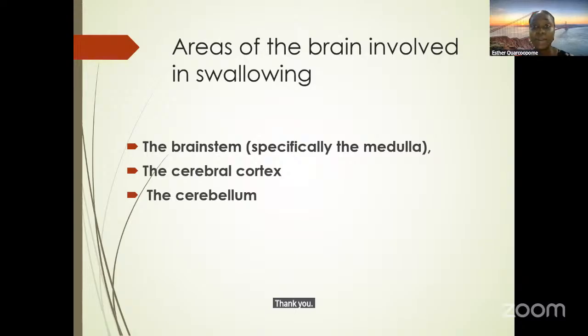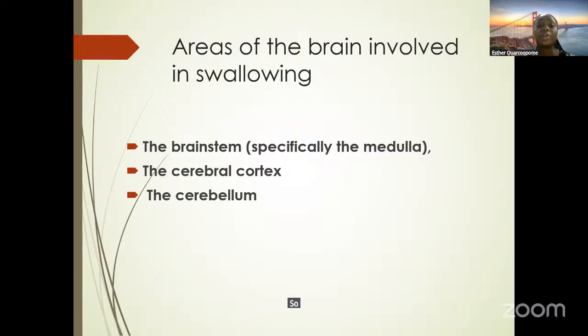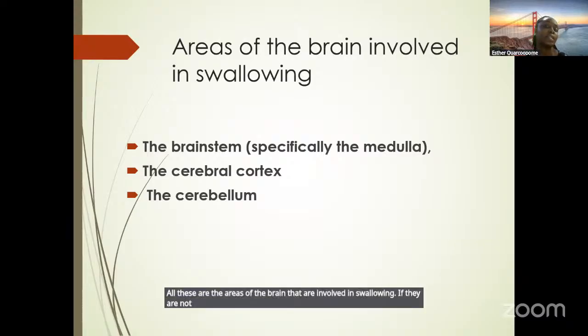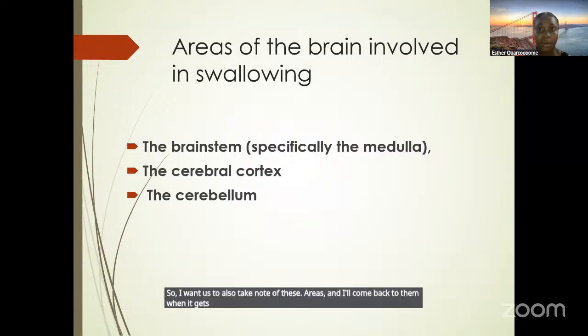So what are the areas of the brain that are also involved in swallowing? Remember, I told you the brain always gives a signal for swallowing to take place. So the brain stem is very important in swallowing, the cerebral cortex, and then the cerebellum. All these are the areas of the brain that are involved in swallowing. If they are not functioning, then something is happening. So I want us to also take note of these areas, and I'll come back to them when it gets to dysphagia.